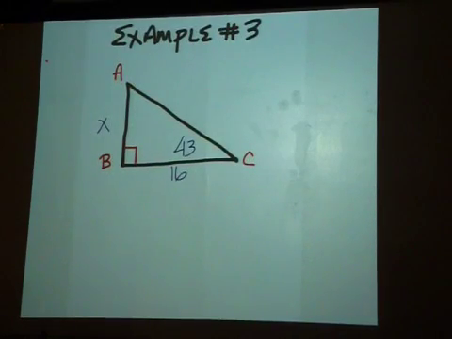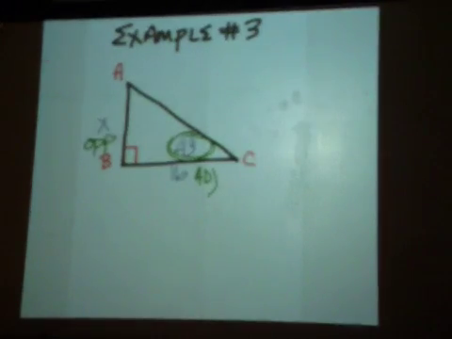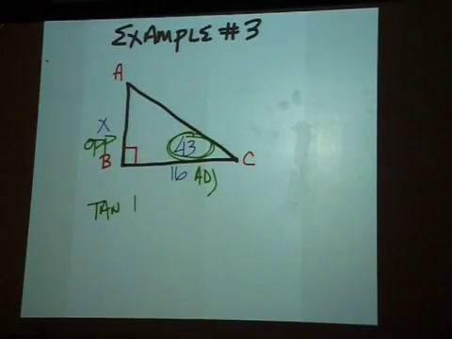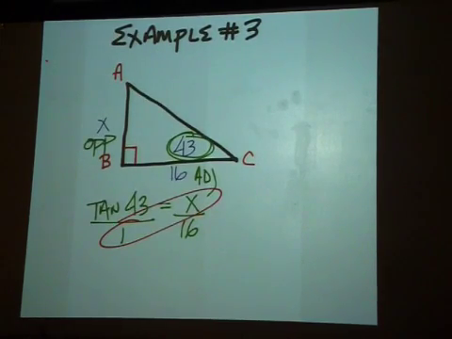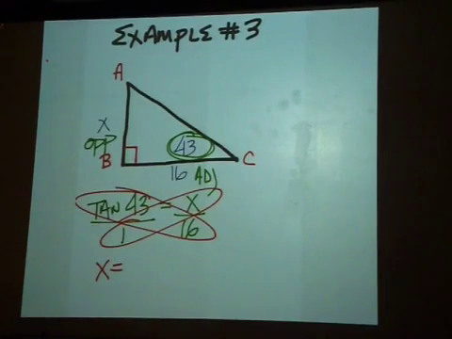In this problem, you're given 43 degrees, and what is directly across from that is x, that is opposite, and what's beside it is adjacent, 16. So you need tangent 43 equals opposite x over adjacent 16. Put a 1 underneath the tangent 43 and cross multiply to solve the proportion. 1 times x is x, and tangent 43 times 16 will give you the answer.